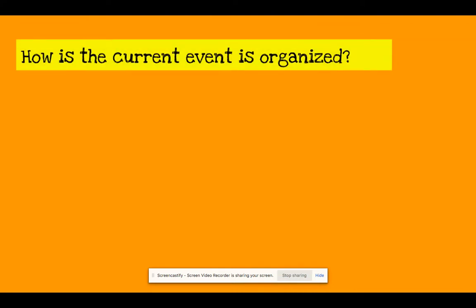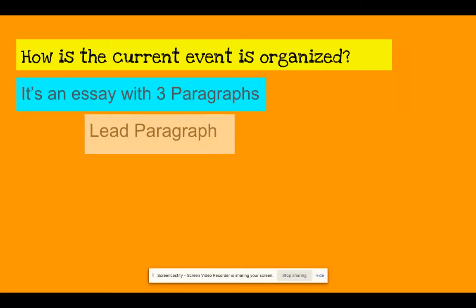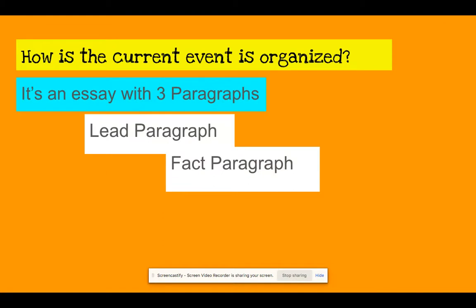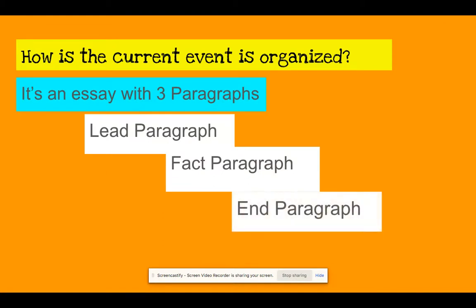How is your current event organized? Well, it's an essay with 3 paragraphs. First of all, you have your lead paragraph, your fact paragraph, and then finally your end paragraph. So it's pretty simple. 3 paragraphs, your lead paragraph, your fact paragraph, and your end paragraph.